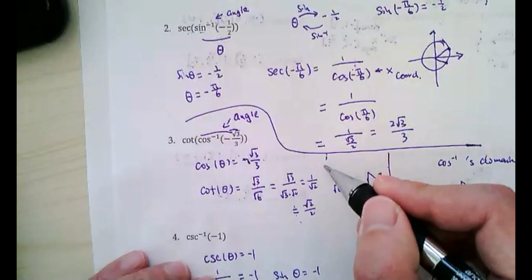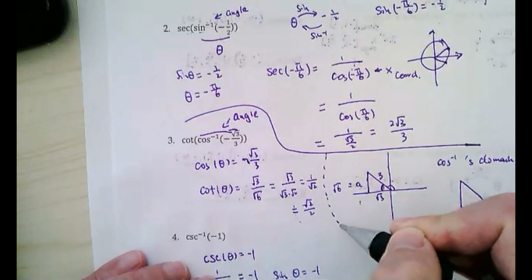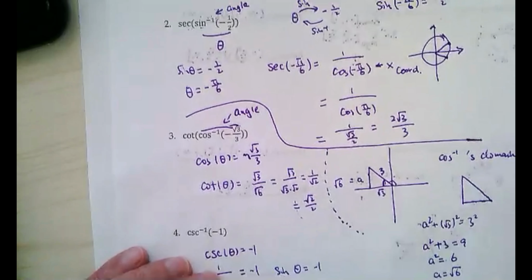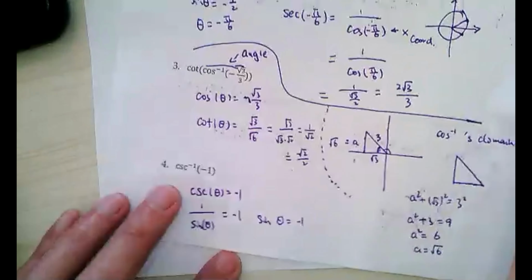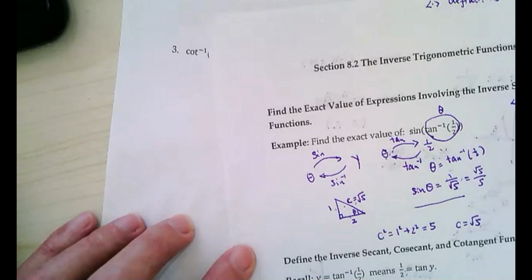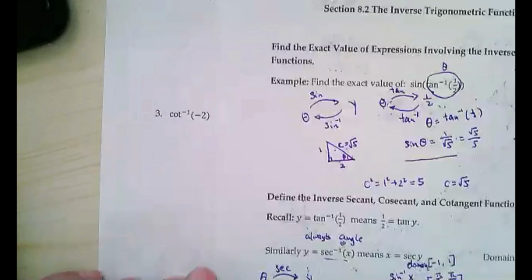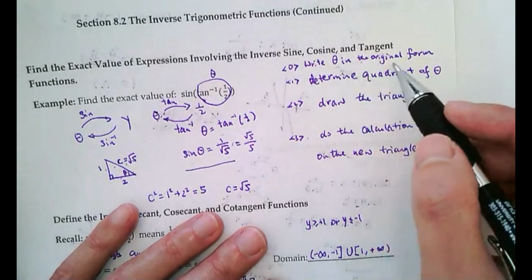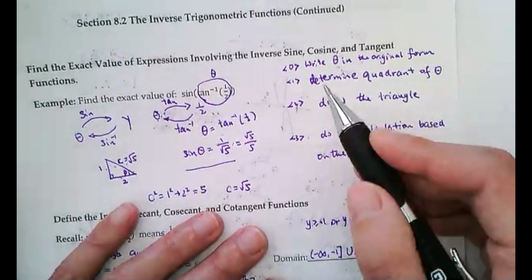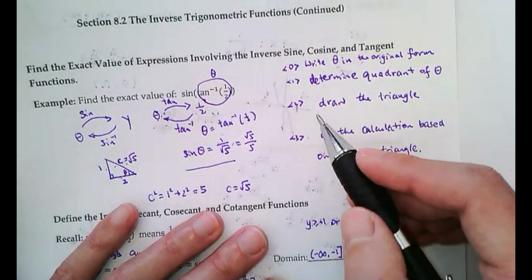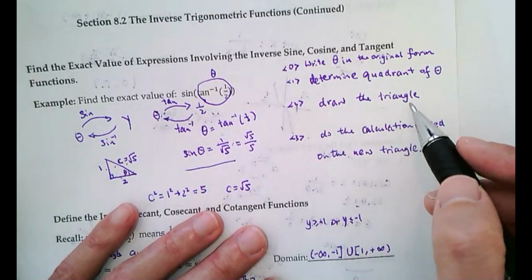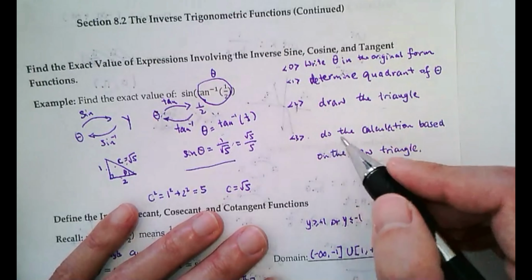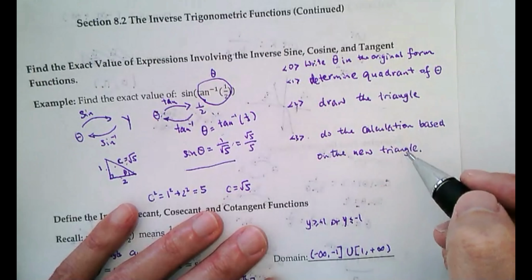Let me draw a dividing line. Okay, to summarize the general steps, what I have just done is: first, write theta in the original form. Second, determine which quadrant it is in. Then draw the triangle. Lastly, do the calculation based on the new triangle.